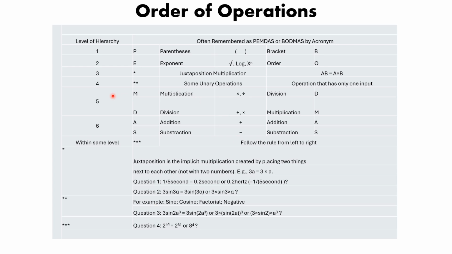At 5, we have multiplication and division, which change based on which one is at the left and which one is at the right. We have to follow the rule from left to right, which means the one at the left has the priority. Now at level 6 we have addition and subtraction, which follow the same rule as level 5, so we have to follow the rule from left to right.